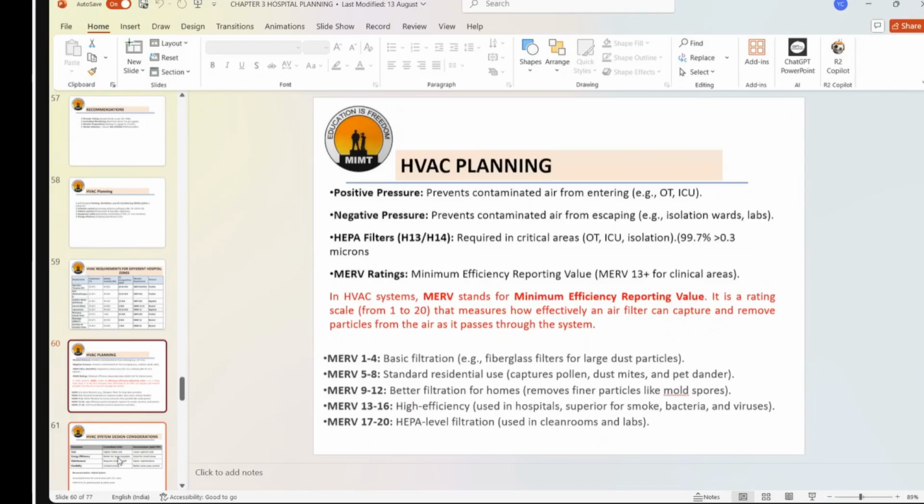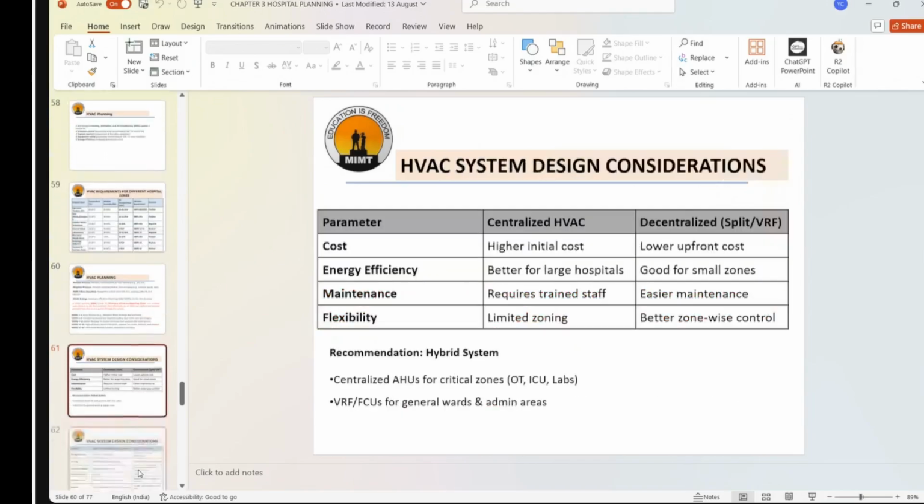Okay. And it is very good for smoke prevention, and for bacteria and virus के लिए 13 to 16 is good. And 17 to 20, that is the HEPA level filtration used in clean rooms and labs. So that is basically the understanding of this MERV.